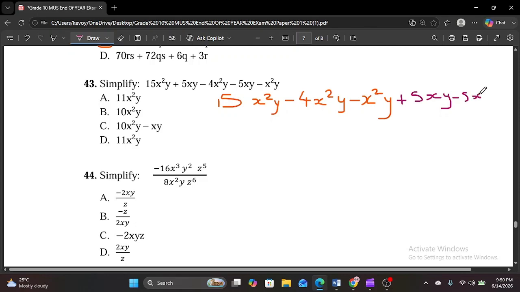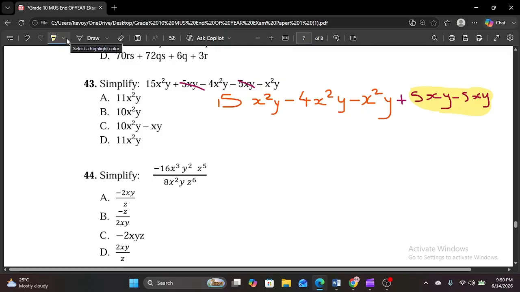So minus 5xy again. Is there another xy? No. So all my xy is going to cancel each other out because they're subtracting. So that's going to be equal to 0. If you look at it closely, you realize that this is equal to 0, because 5 minus 5 is going to be equal to 0.